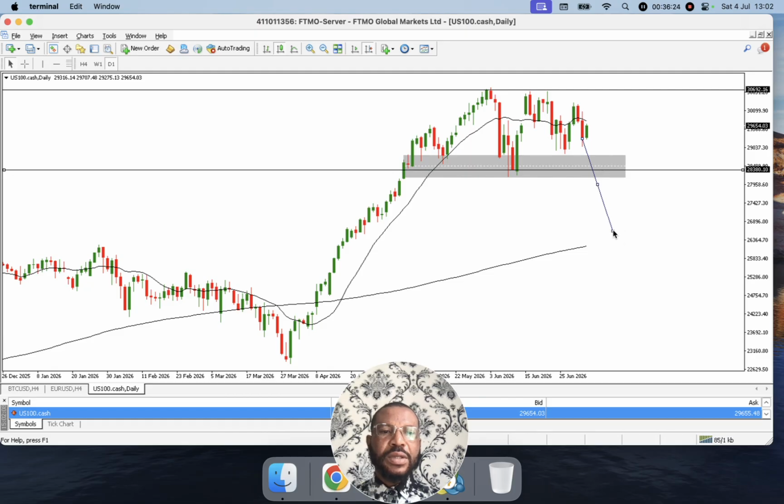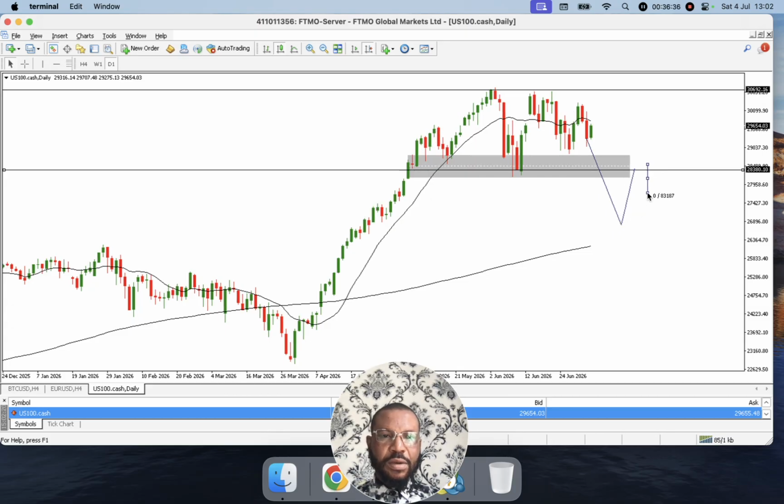Wait for it to close below this demand area. Then when the market pulls back, when the buyers come back and they fail to close back above the demand area, they get here, they stop. You wait for the sellers to come in. This is the only time you should sell the Nasdaq, except you're a scalper.